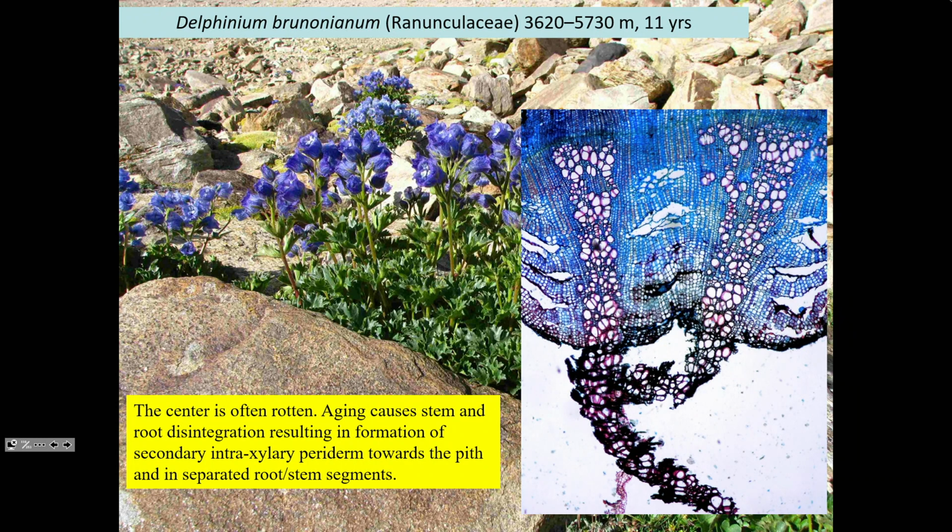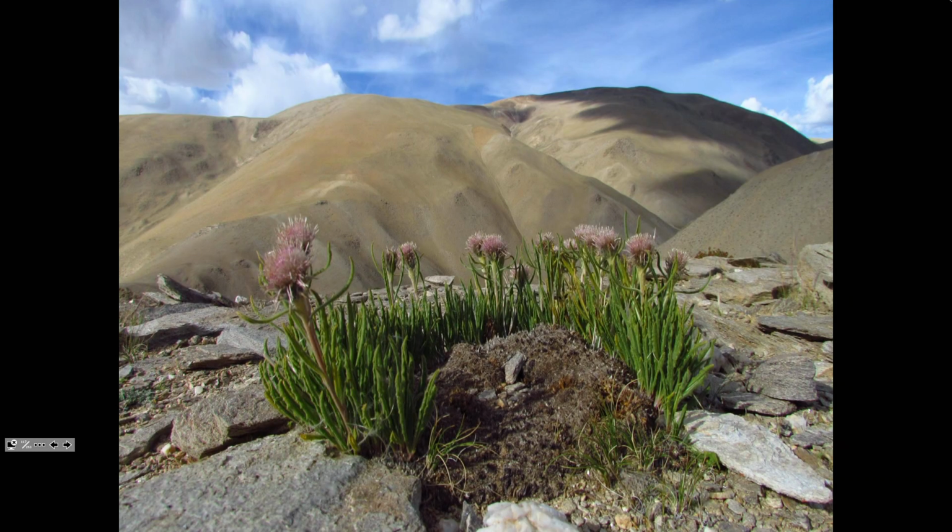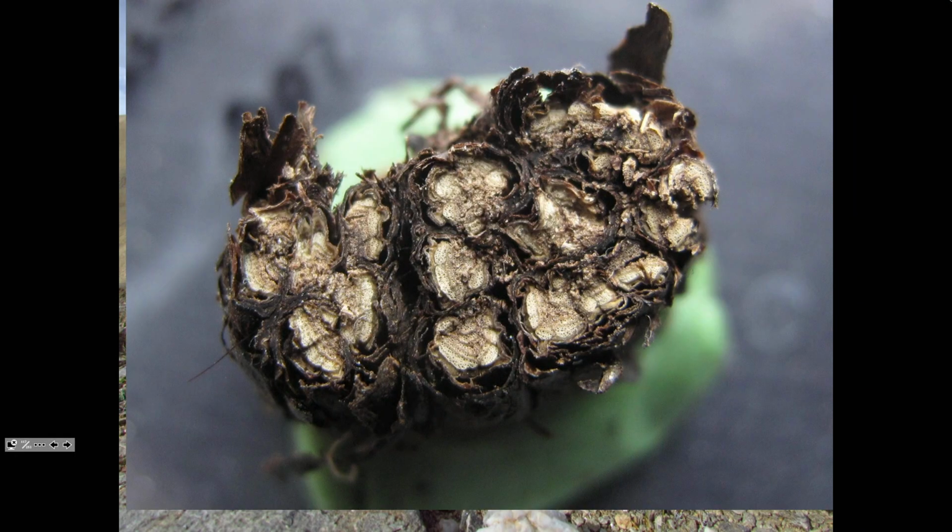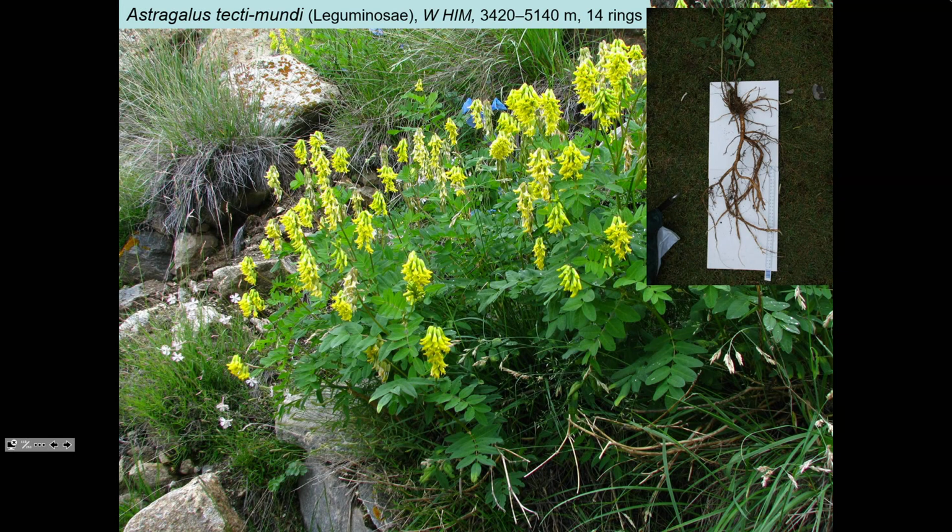So what was basically before in the very pith, in the center of the plant, and became separated, gets a new cover. Yeah? And this formation of intraxillary periderm is very common in unrelated species. So this is the Ranunculaceae, this is Asteraceae. So you can see here.